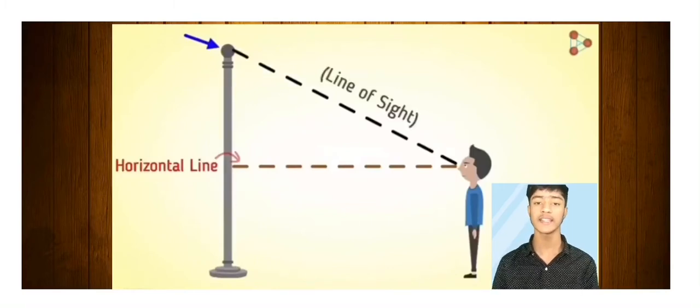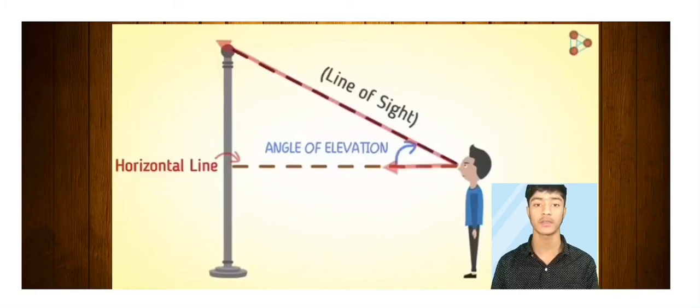Now it is sure that this line of sight will form an angle with the horizontal line. This angle is known as the angle of elevation. If this person is looking at the top, then it is forming an angle of elevation. So the angle of elevation is always formed above the horizontal line.